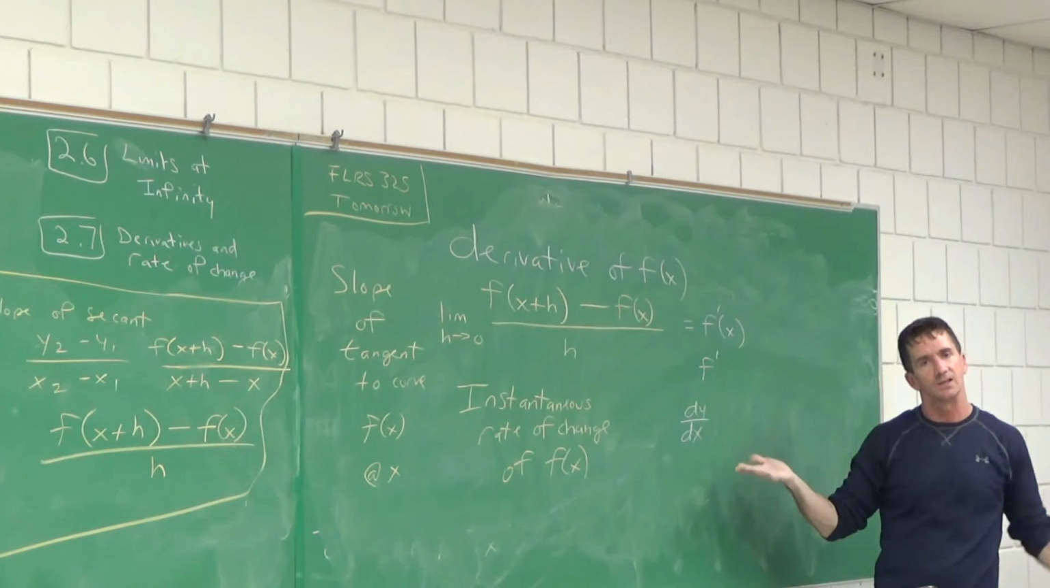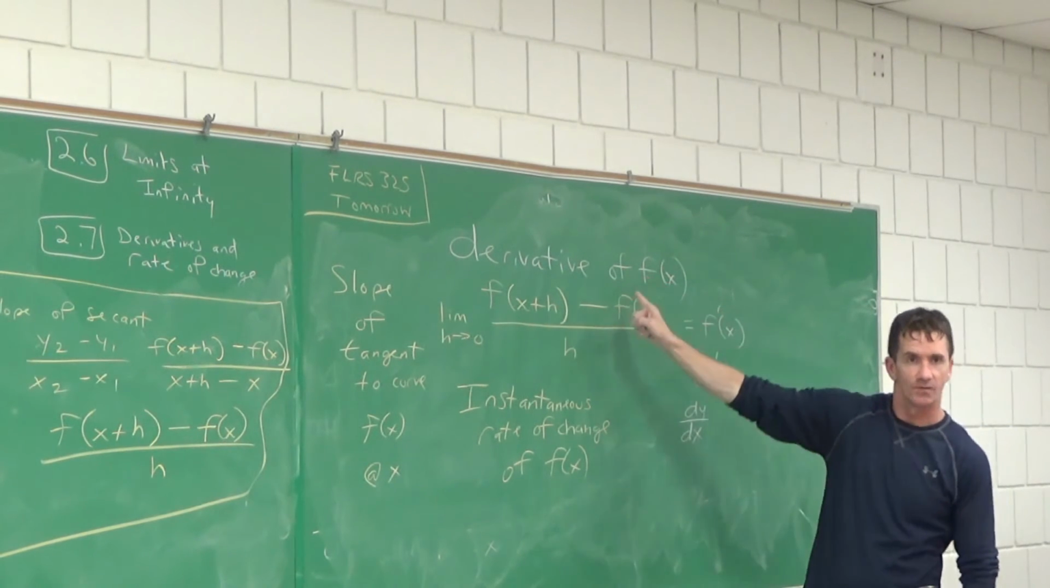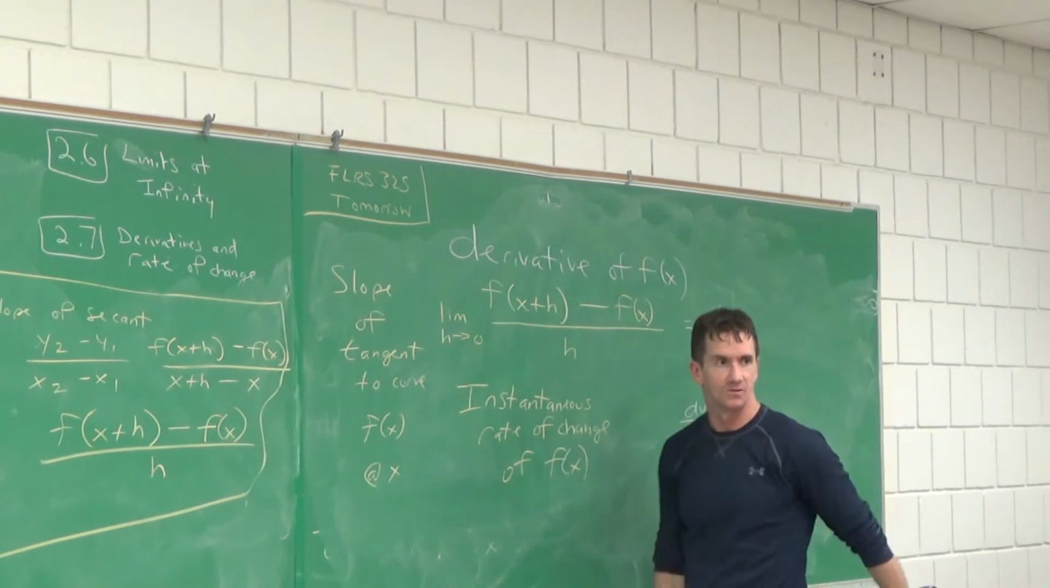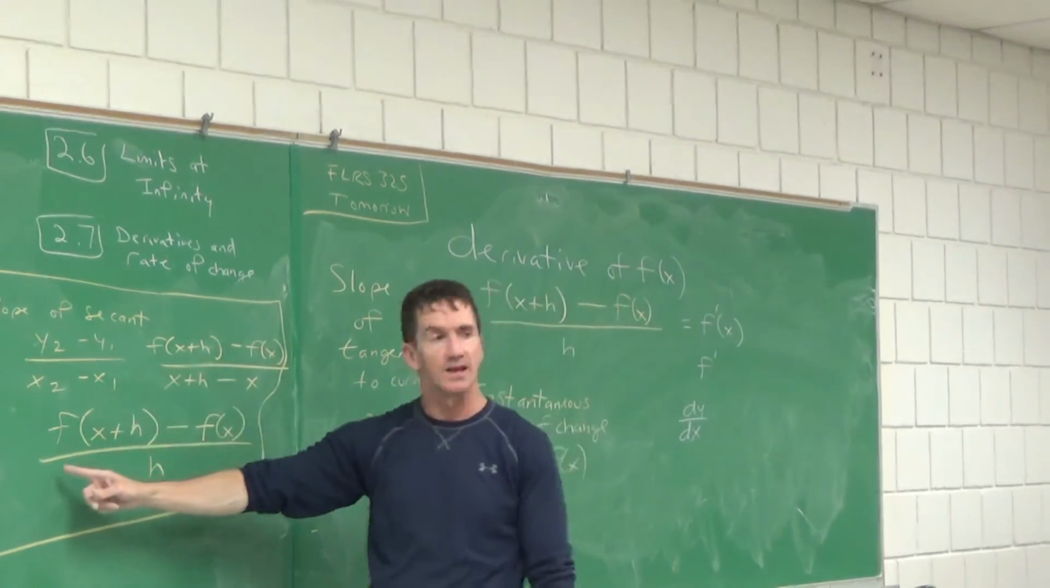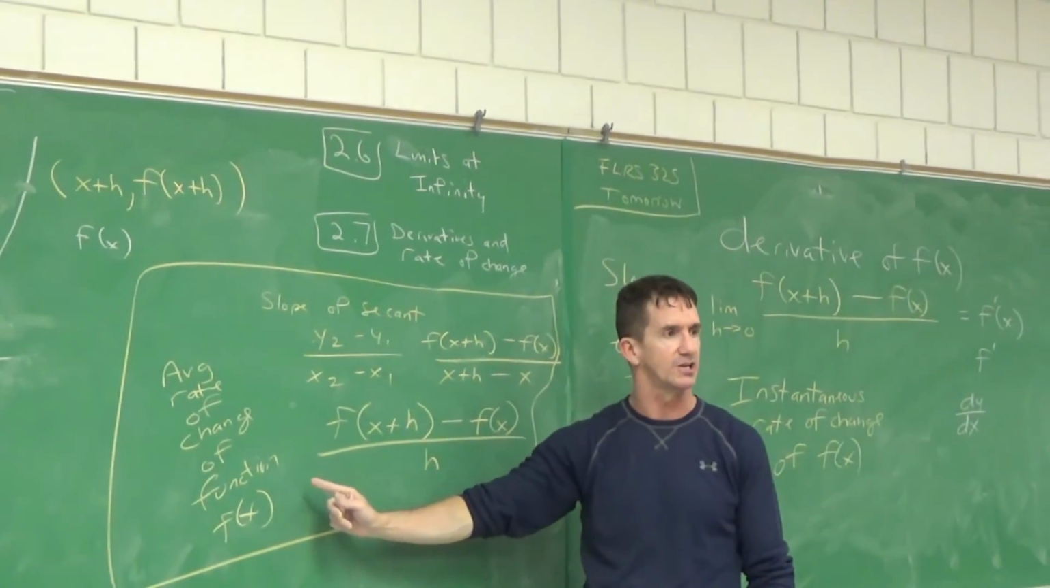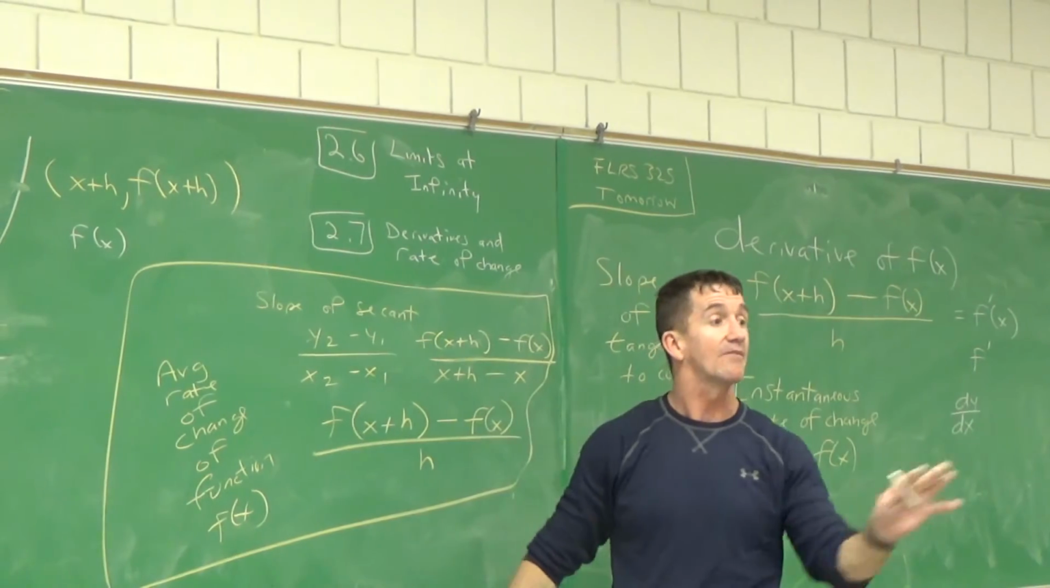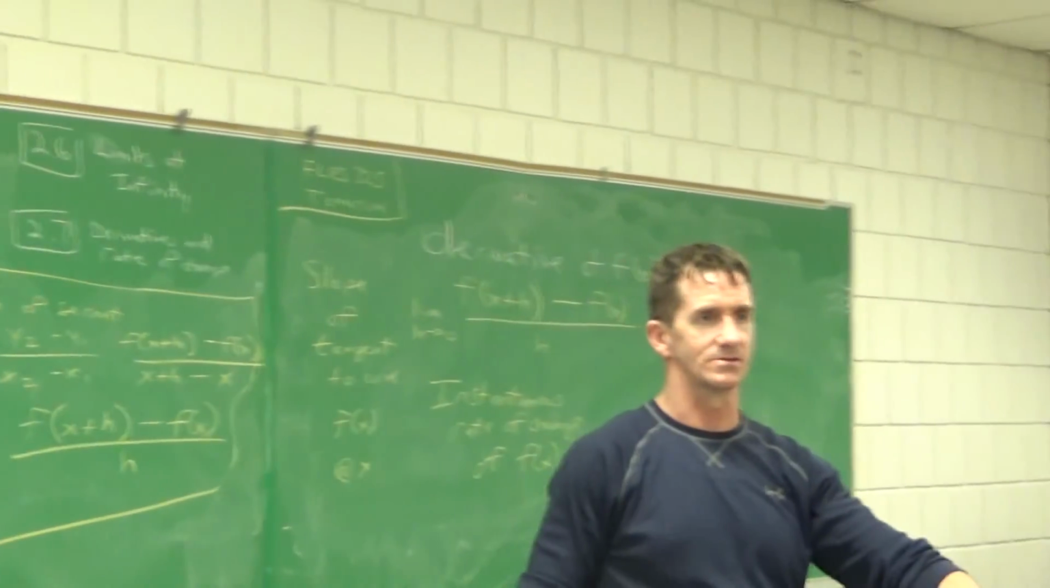These are all different ways to write the derivative function. What is it? It's this. Cool. What's this without the limit? This is just what kind of rate of change? Average rate of change. Cool.